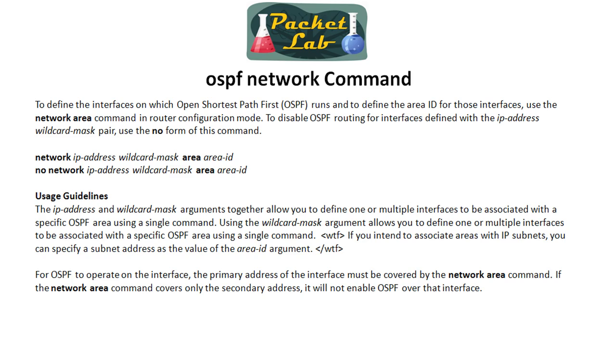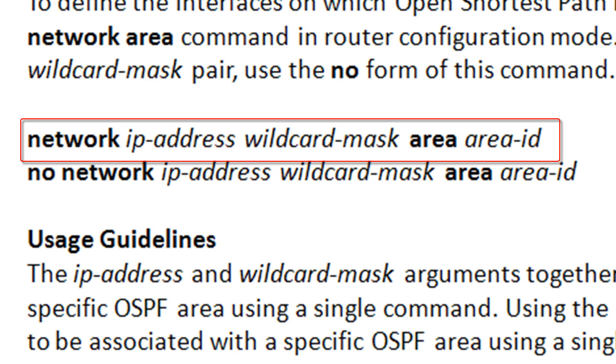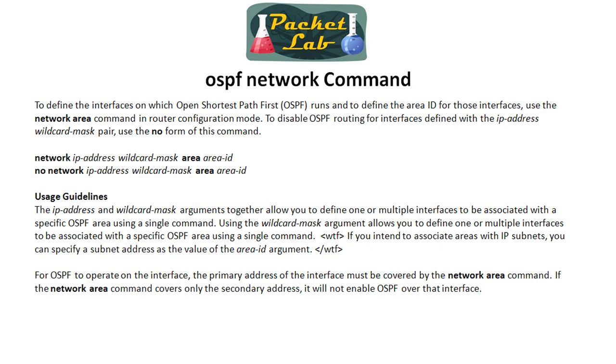This information is directly out of the command reference guide, and you can see here that the command is network followed by the IP address. The IP address in this case is going to be your network IP address, the wildcard mask, and then the area, and then the area ID. So it says here the IP address and wildcard mask arguments together allow you to define one or multiple interfaces to be associated with a specific OSPF area using a single command. Basically, it's saying you're going to define a range of IP addresses and assign anything in that range to the area that you choose. Using the wildcard mask argument allows you to define one or multiple interfaces to blah, blah, blah. It's basically saying the same thing twice.